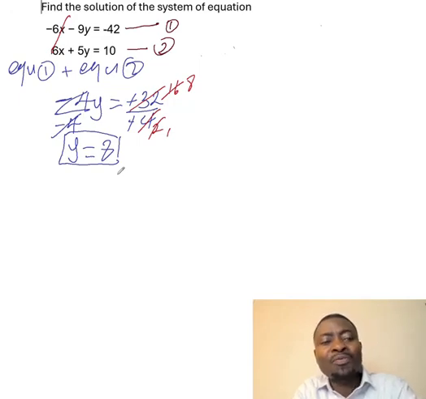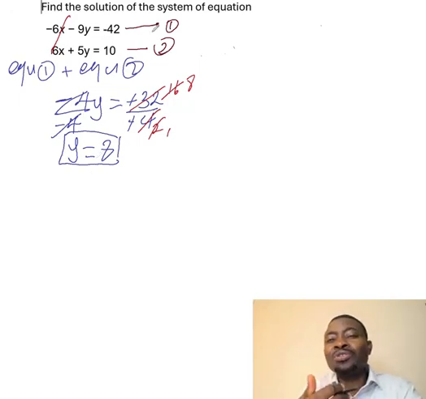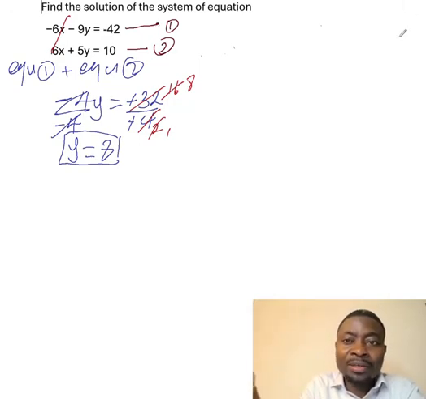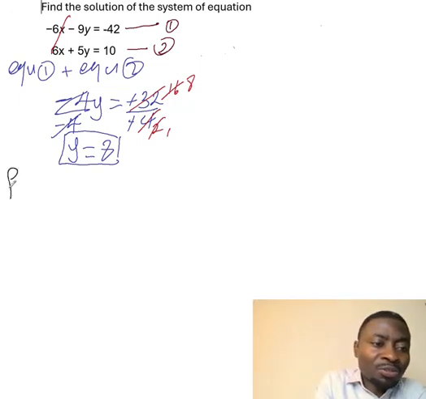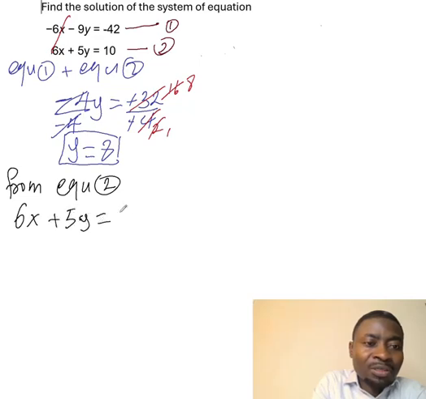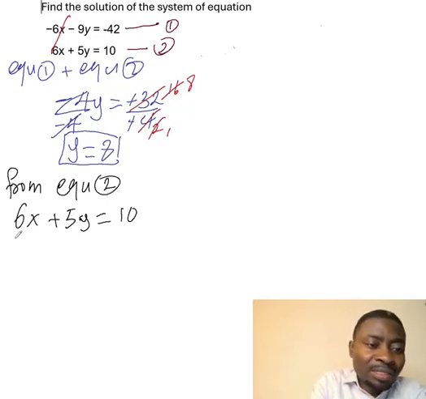Now, since I've gotten the value for y, all I need to do is substitute the value of y into any of the equations. I can choose equation 1 or equation 2. Right now let's use equation 2. Equation 2 is 6x plus 5y equals 10. Wherever I see y in equation 2, I'm going to replace it with 8. So let's do that.